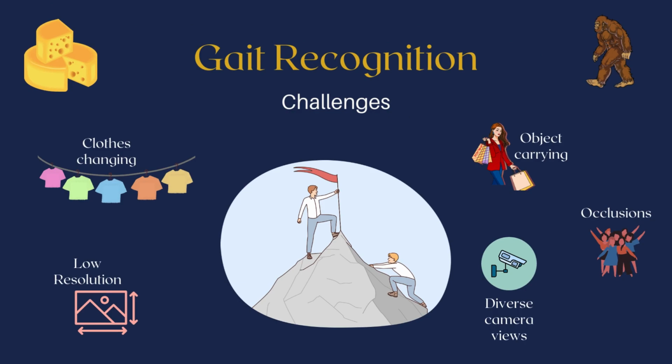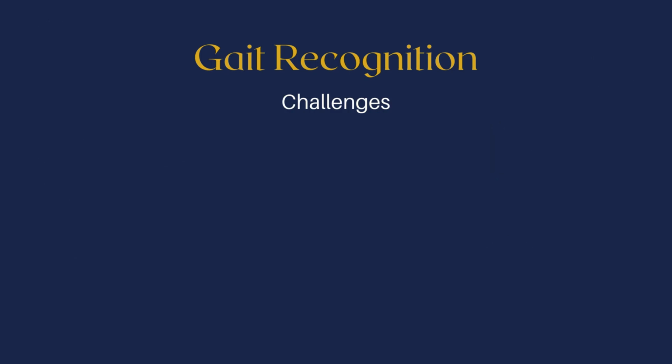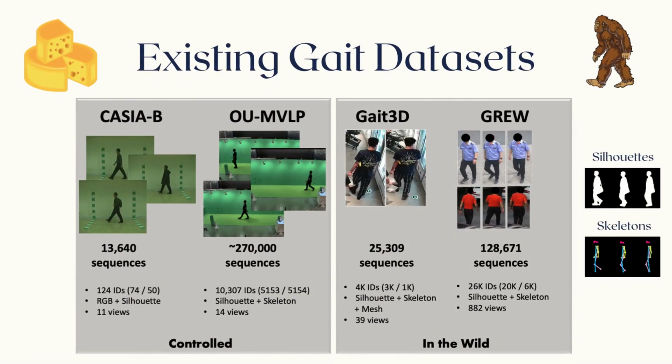Gait is a challenging task due to complex conditions, for example, clothes changing, object carrying, and diverse camera views. There are four famous datasets for gait recognition. CASIA-B and OU-MVLP are indoor datasets, in which the walking direction is predefined and several cameras capture the human in multiple views. Gait3D and GREW are more challenging datasets captured in the wild. The most common gait models use the silhouette representation for training.